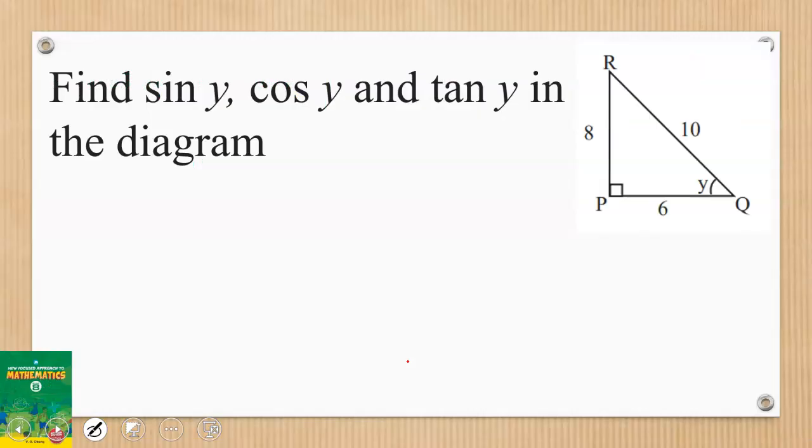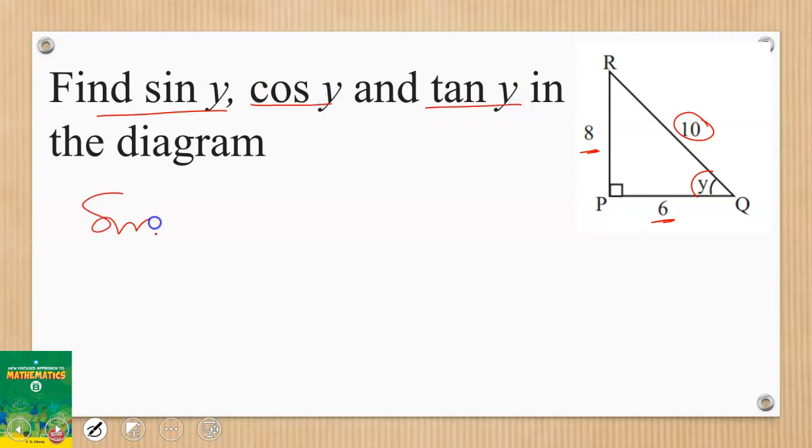Now let's take a question like this. We have a right angle triangle here. They've given us the longest side, being the hypotenuse, as 10, and then the opposite of this angle is given as 8, and the adjacent is given as 6. They want us to find sine y, cos y, and tan y.